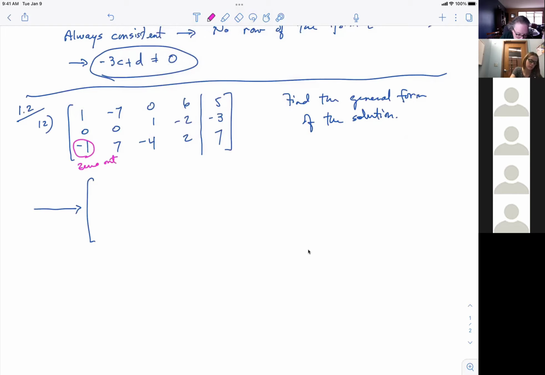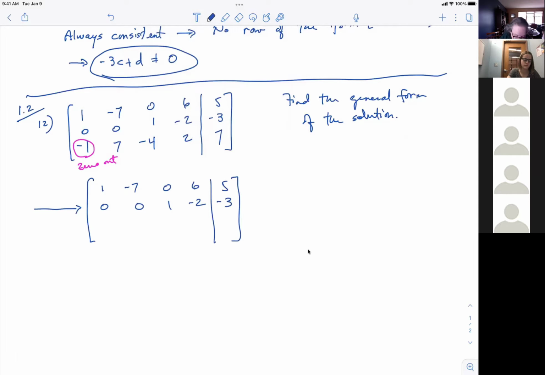All right. So to do that, we're going to change that row, which means we're not going to change the first 2 rows. So I'm going to just write those down. All right, and so what row operation do I need to do to get a 0 there in that third row? Just add row 1 to row 3.